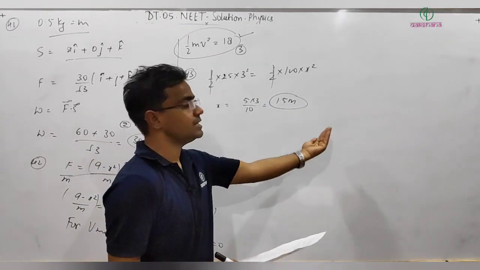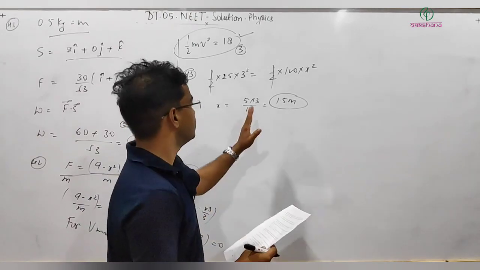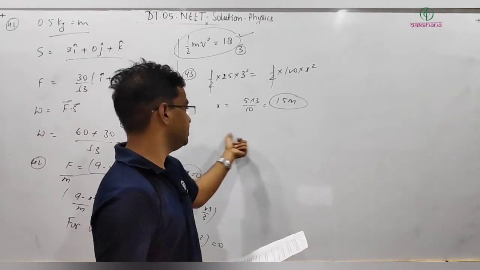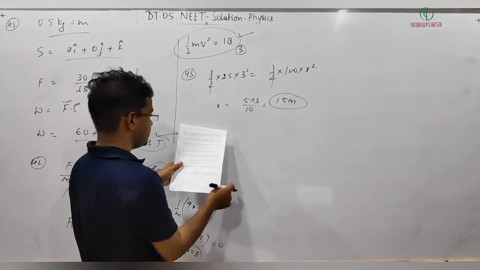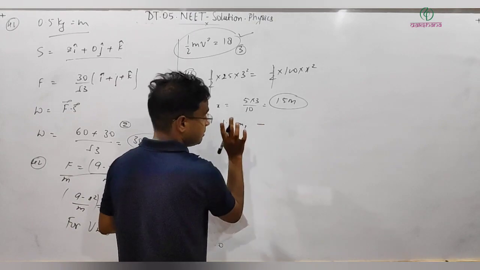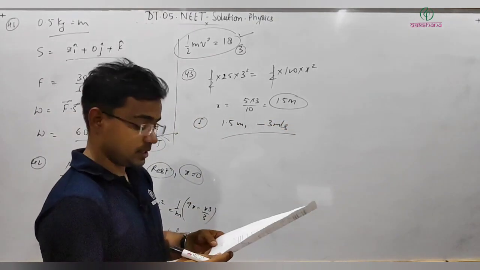And when it's returning back, what will happen? Because no loss of energy is taking place, the velocity will be exactly the same once it is leaving the spring, but the direction will be opposite, so it will be minus 3 meter per second. So option one, 1.5 meter maximum compression and minus 3 meter per second velocity, is the right answer.